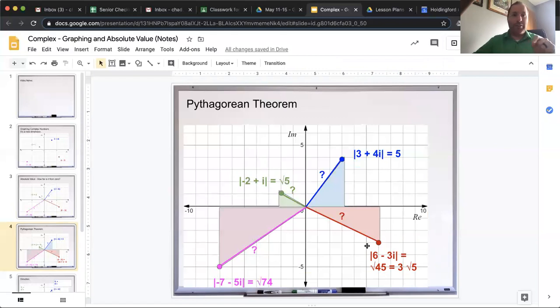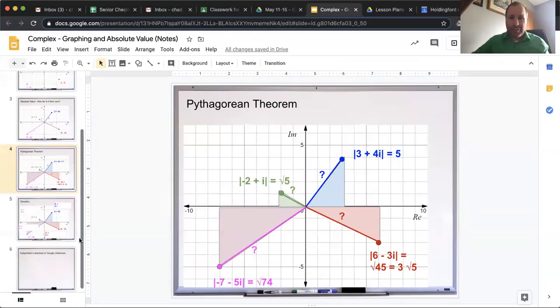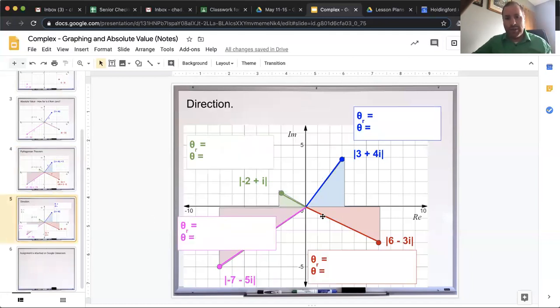It's just a little different terminology, but the math is still the same as what you've been doing before. We're going to go on to one last thing here, and that's the direction of a complex number, and that is the same thing as the direction of a vector, right? We just draw it in here, right? So now I've got the same points, but I just took out those absolute values.